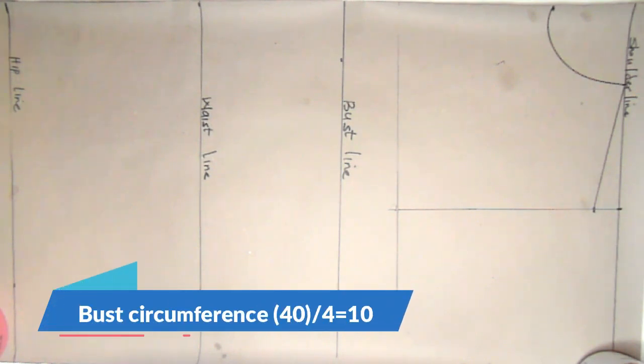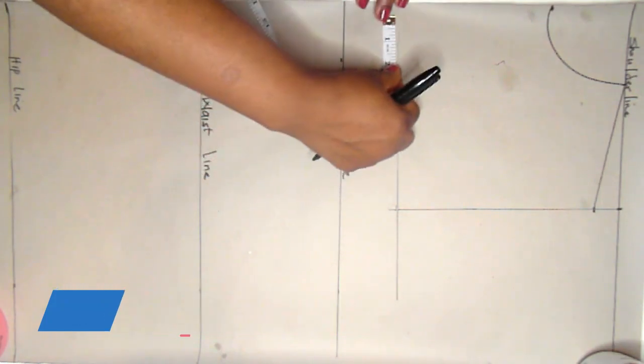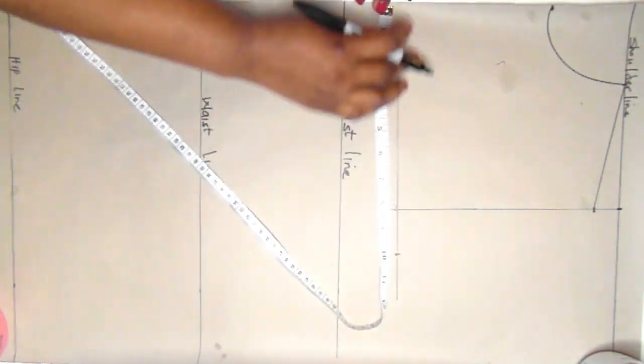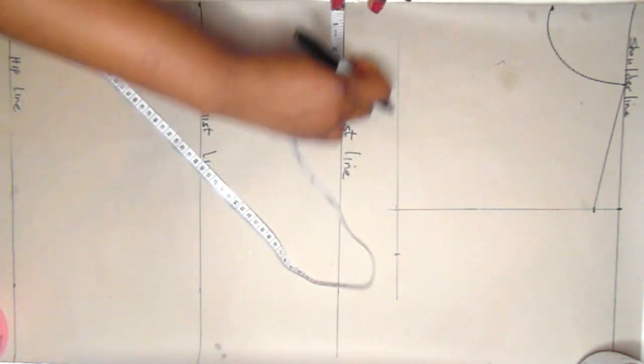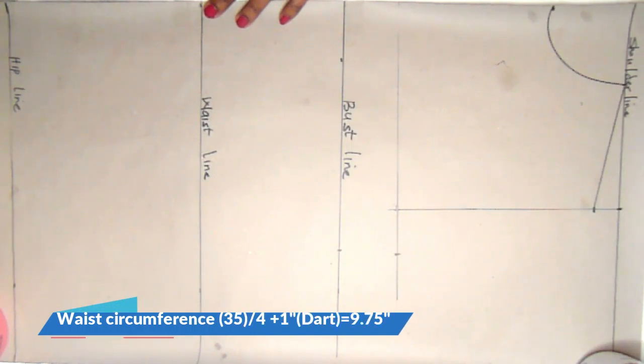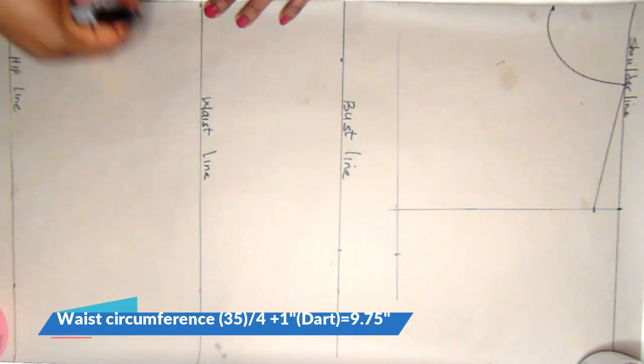For example, let's say my bust circumference is 40. 40 divided by 4 is 10. I will put down 10 inch at this point. So 10 inch at this armhole point. On the bust line, I will also put my 10 inch. My waist is 35. 35 divided by 4 is 8.75. But I'll be adding 1 inch for that. So 8.75 plus the 1 inch makes it 9.75.